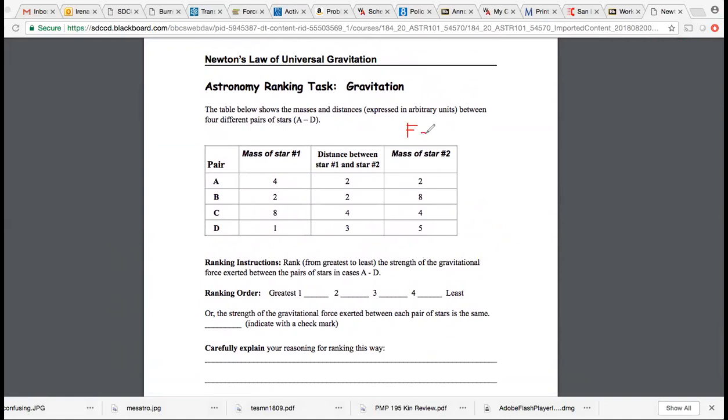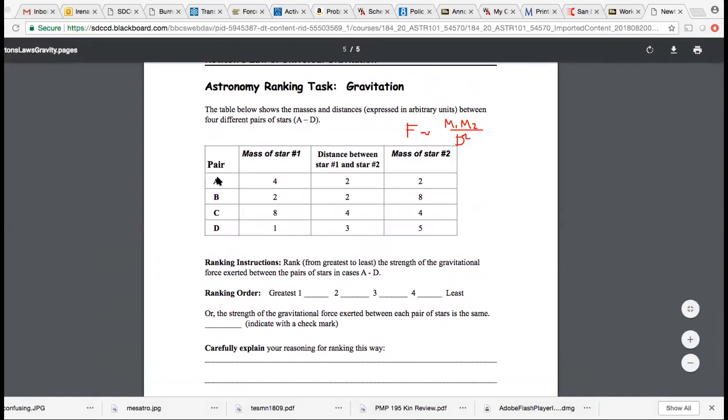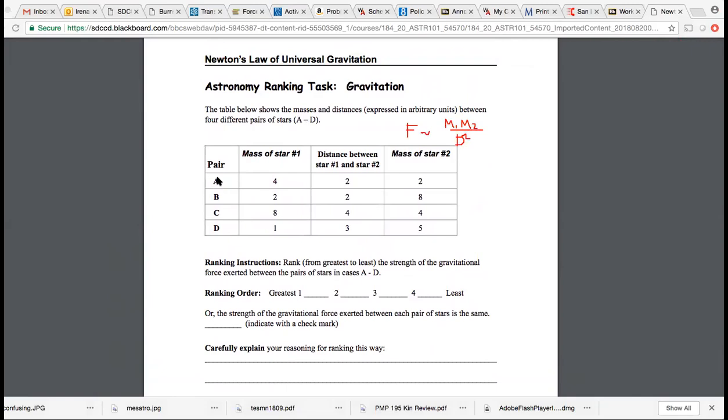The force is going to be proportional to M1 and then M2, and then over distance squared, right? And so you're given now in the table everything that you need to do this calculation. Okay, so let's see, this pair A, what would be the force?